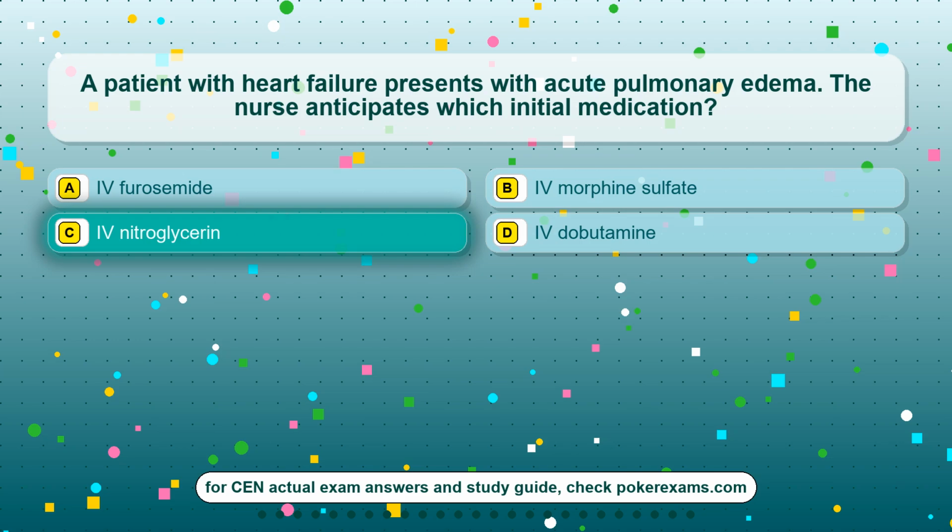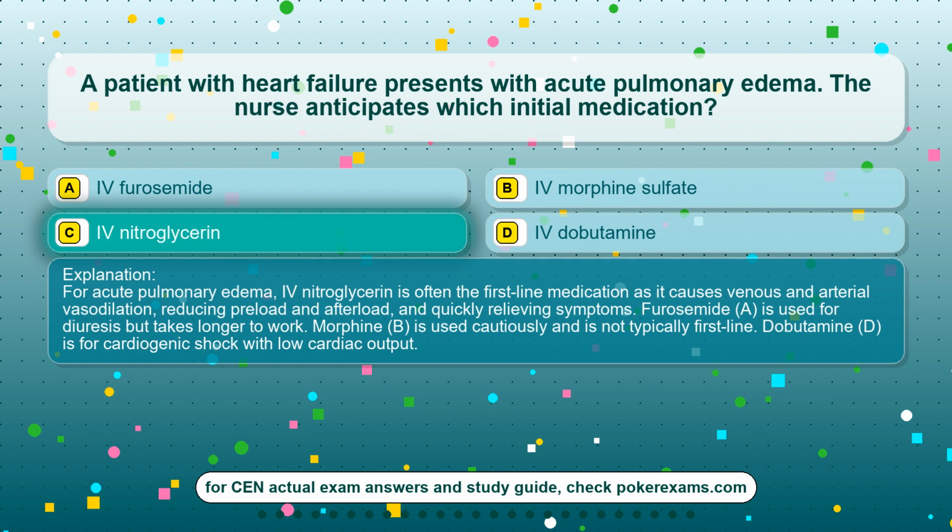The correct answer is option C, nitroglycerin. For acute pulmonary edema, nitroglycerin is often the first-line medication as it causes venous and arterial vasodilation, reducing preload and afterload, and quickly relieving symptoms. Furosemide, A, is used for diuresis but takes longer to work. Morphine, B, is used cautiously and is not typically first-line. Dobutamine, D, is for cardiogenic shock with low cardiac output.